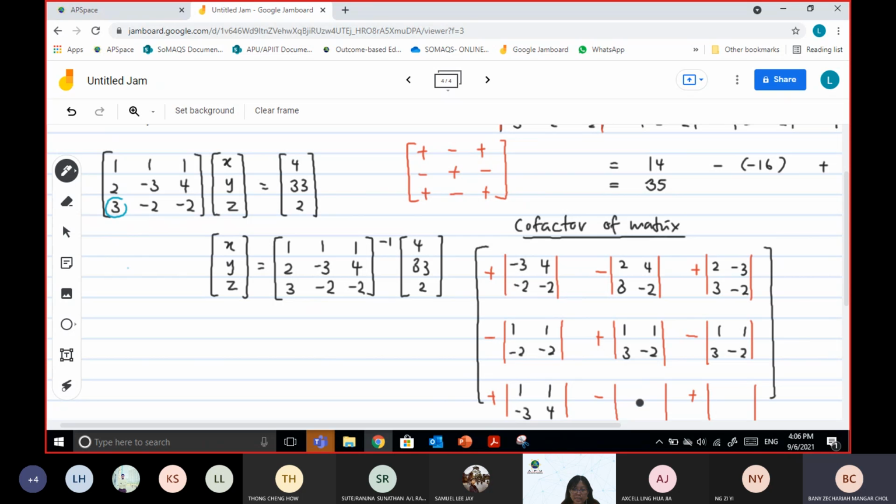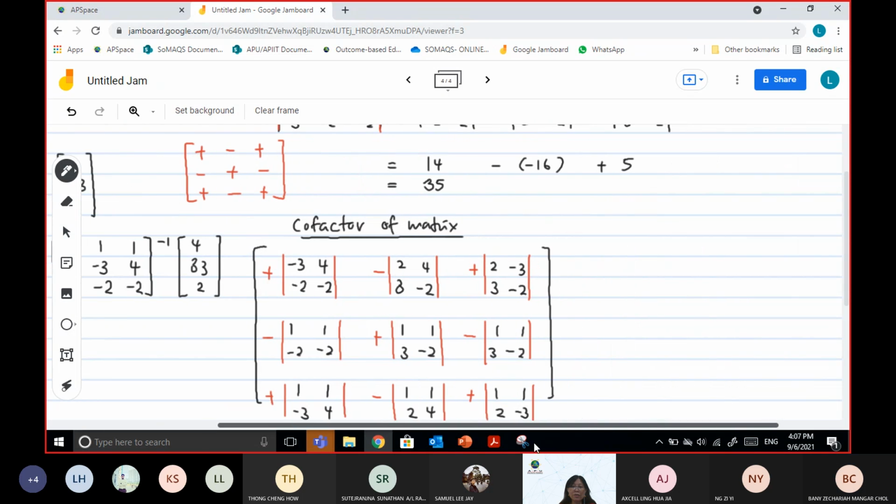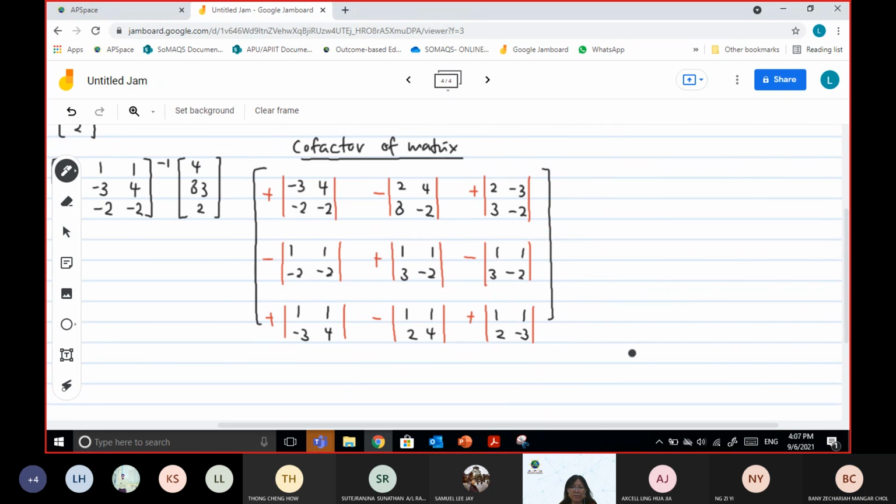Okay, then how about the second one? 1, 1, 2, 4. Yes. How about the third one? 1, 1, 2, negative 3. Okay, correct. That's the way. You're using the position of the element to block the column and the row, then you get the value. Benny, can you understand now? Yeah, I now get it. Thanks. So that's how we actually get the cofactor.